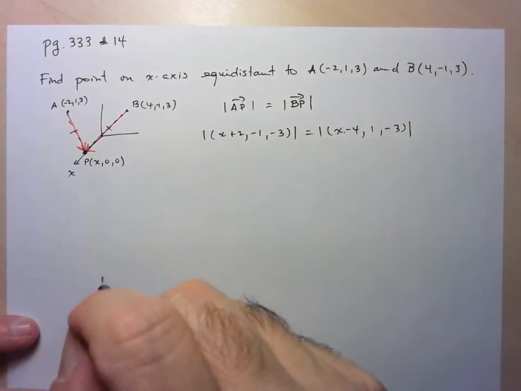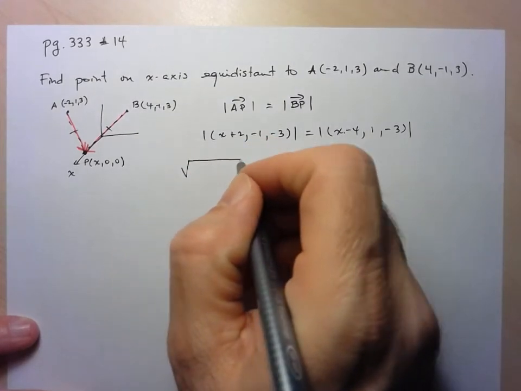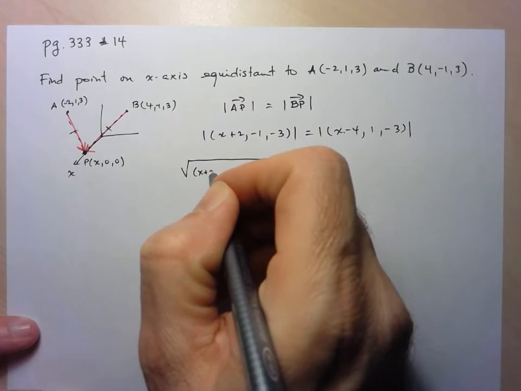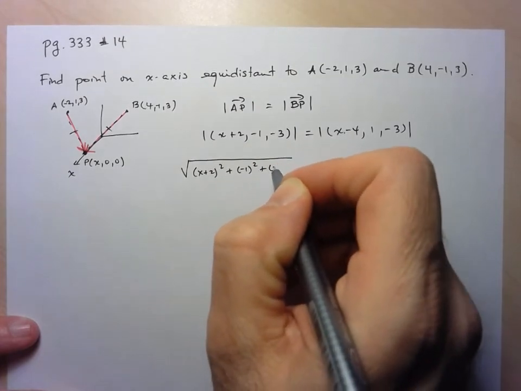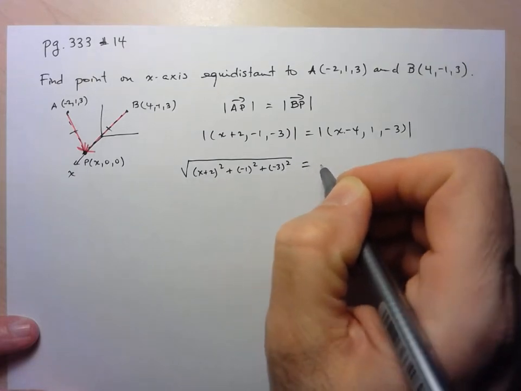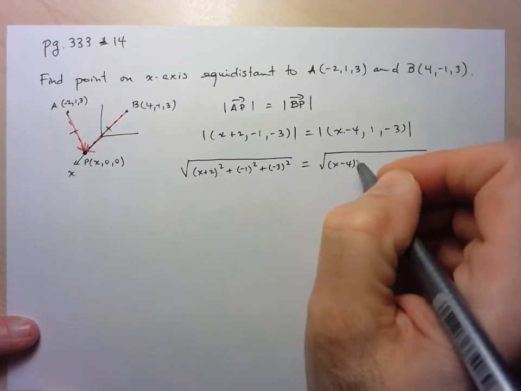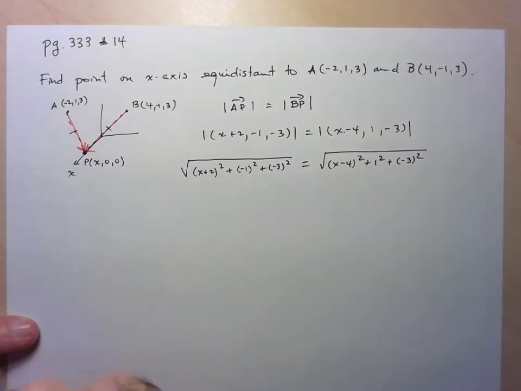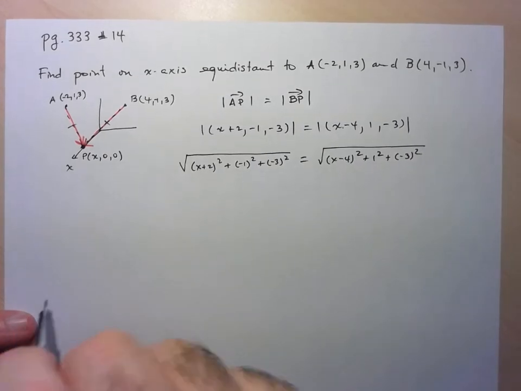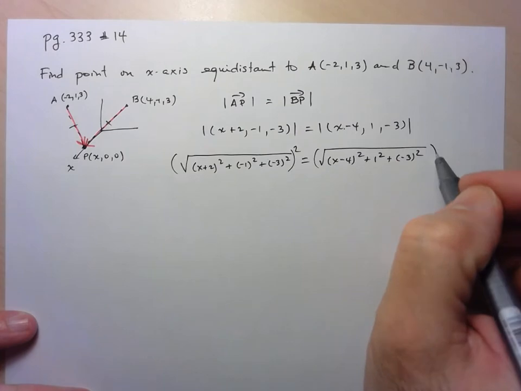Now we'll just find the magnitudes of these two vectors. On the left we have the square root of (x plus 2) squared plus (-1) squared plus (-3) squared, and on the right hand side we've got the square root of (x minus 4) squared plus 1 squared plus (-3) squared. Since we have a square root on both sides, I'm just going to square both sides to get rid of the square root.